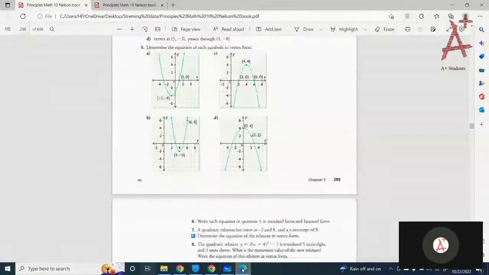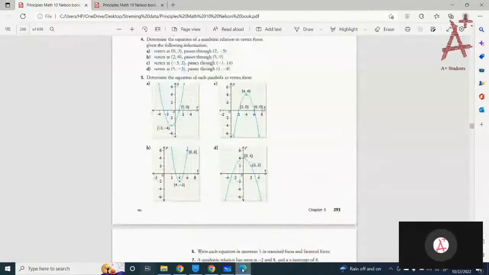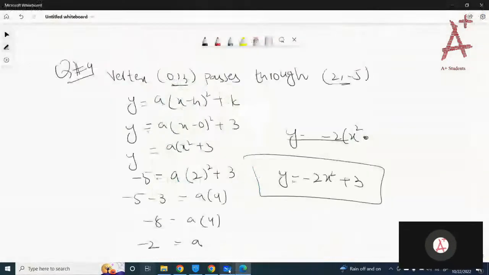Determine the equation of each parabola in vertex form. Okay, question number 5. You have to find the equation of each parabola in vertex form. Let's start with question number 5a. The vertex is negative 1 and 4, and it passes through a point 1 and 0. Got it? Just use the point and the vertex like you did in question number 4.